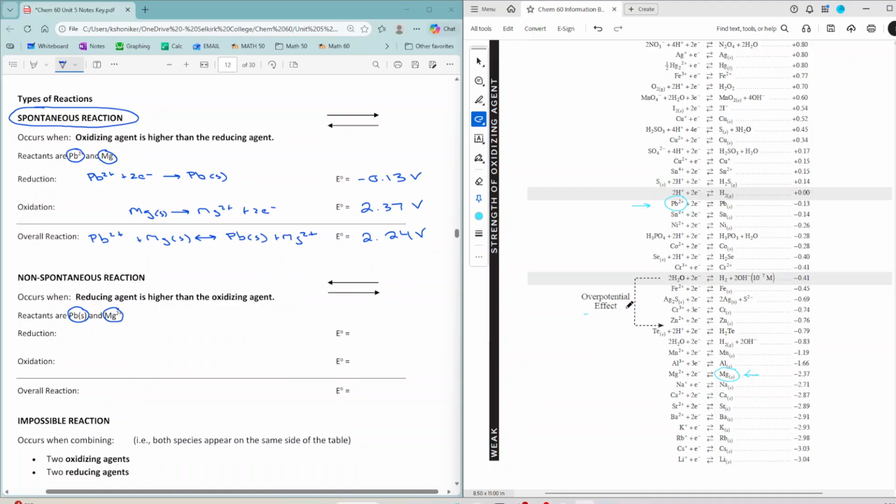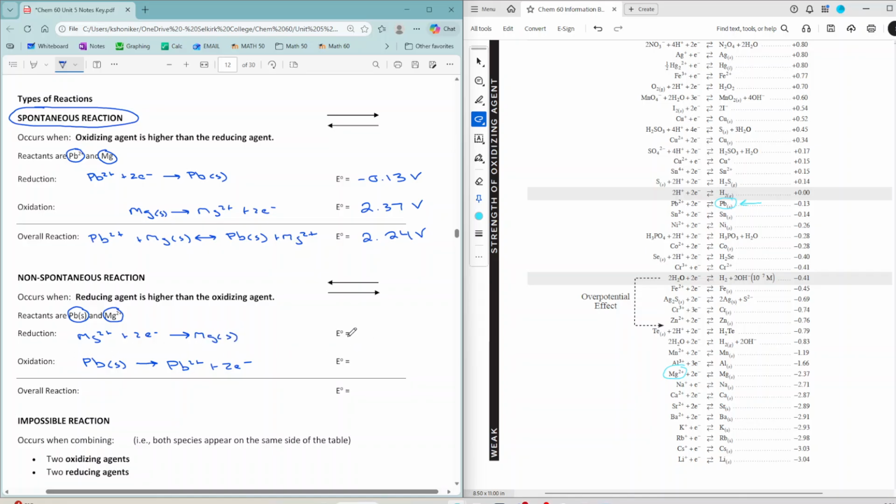So let's go over here, just erase what I've got on here, because this time we're going to start with the lead and the magnesium ion. I lost magnesium. There it is. Okay, so this time I'm saying that my lead has to be my oxidation reaction. So I'm going to put my lead as Pb solid forms Pb2+ plus 2 electrons. And then my reduction is going to be my magnesium 2+ plus 2 electrons forms my magnesium solid.